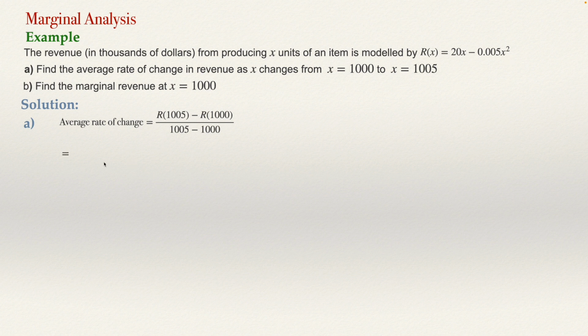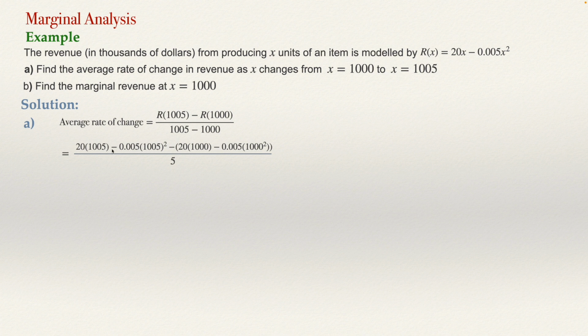So the average rate of change will be the revenue at 1005, so it will be 20 times 1005 minus 0.05 times 1005 squared. That will be the revenue when the value of x is 1005, minus the revenue when the value of x is 1000. Again the same, just substitute x by 1000. Put this in brackets because you need to consider this as a whole. So put a minus this whole. And at the bottom, obviously, this is 5, the change in the number of units produced.